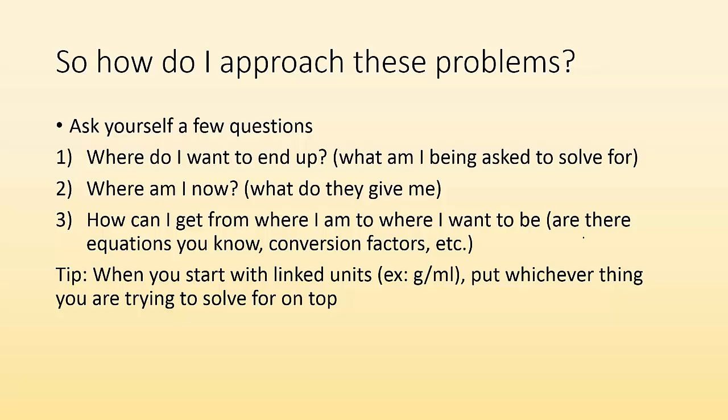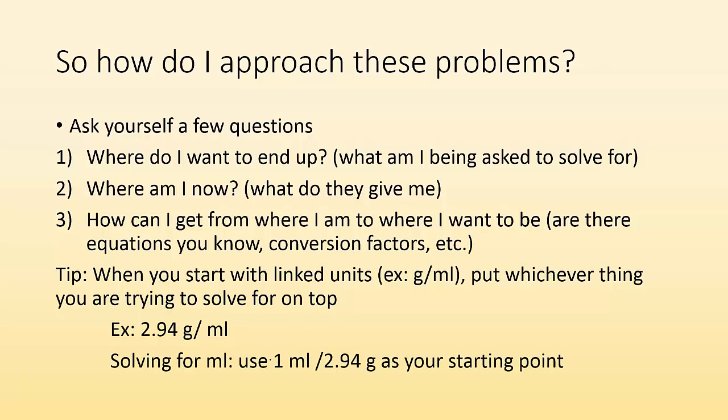And here's a tip. When you start with linked units, like for example, grams per milliliter, put whichever thing you're trying to solve for on top and start with that. So for example, 2.94 grams per milliliter. If I needed to solve for milliliters, then I put 1 milliliter on top over 2.94 grams, right? It'd be 1 milliliter over 2.94 grams. That's the same thing as this, just flipped.